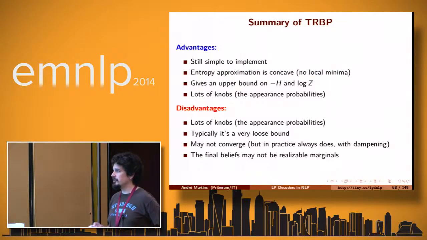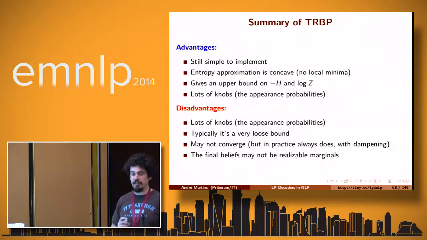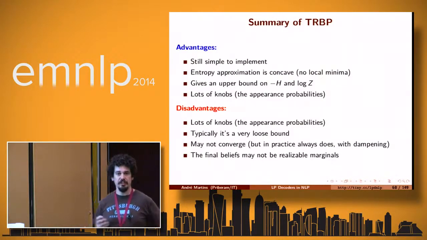There's a lot of knobs here that we can tune. We can try with different coverings of the graph, choosing different coverings, so different choices of trees to cover the original graph. This will give rise to different appearance probabilities. On the other hand, this is also, in a way, a disadvantage because if you need to tune these, we need to find a way of doing that, and there are a lot of free parameters here.